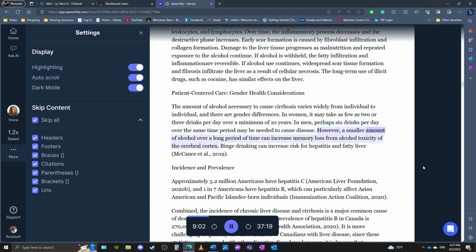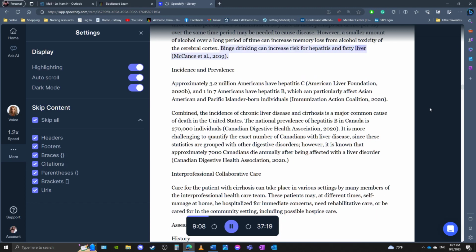However, a smaller amount of alcohol over a long period of time can increase memory loss from alcohol toxicity of the cerebral cortex. Binge drinking can increase risk for hepatitis and fatty liver.